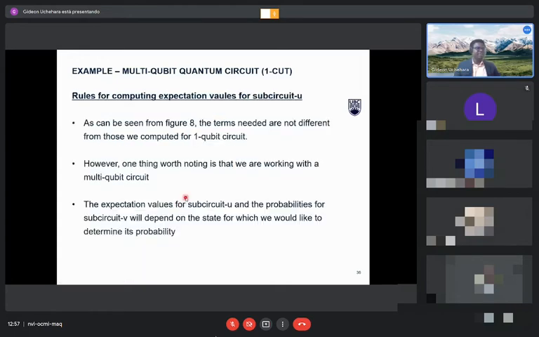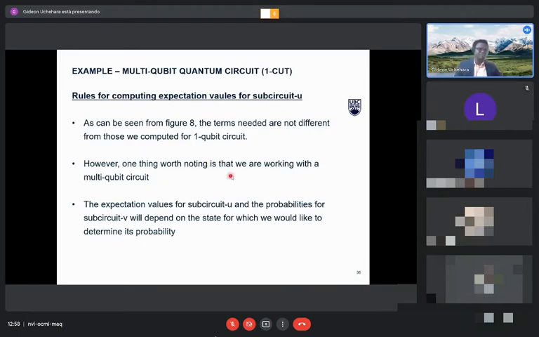Now that said, there's a rule that we have to take note of when we compute the expectation value for subcircuit U. And this is the rule. As you can see from the figure that I showed before, the terms we need are not different from those that we needed for subcircuit 1. For the 1 qubit quantum circuit that we did before, we had just one qubit cut. It is not different than what we have to do here, and we measure the Pauli I, Pauli X, Pauli Y, and Pauli Z observables. It's the same thing that we have to do here.